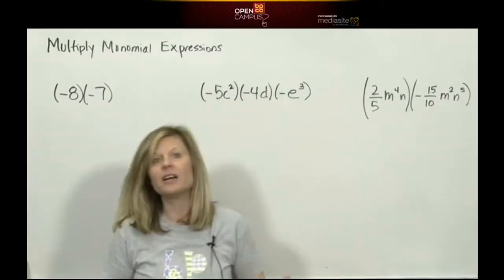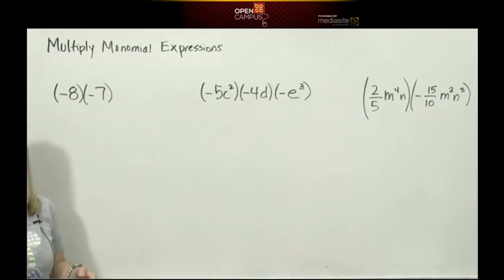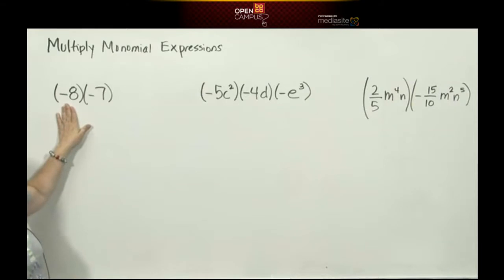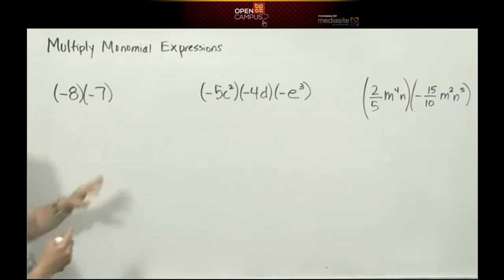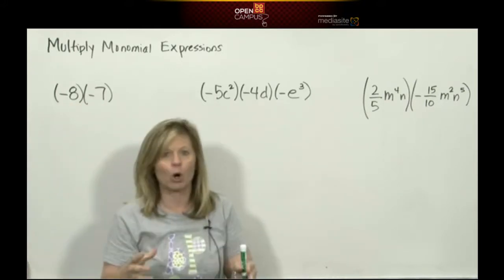Okay, let's have some fun and multiply some monomial expressions. Remember, the word mono means one. I have one term here, I have one term here. Now this is arithmetic, it's algebra. Just to reiterate, to multiply -8 times -7, there is no work to do on paper.